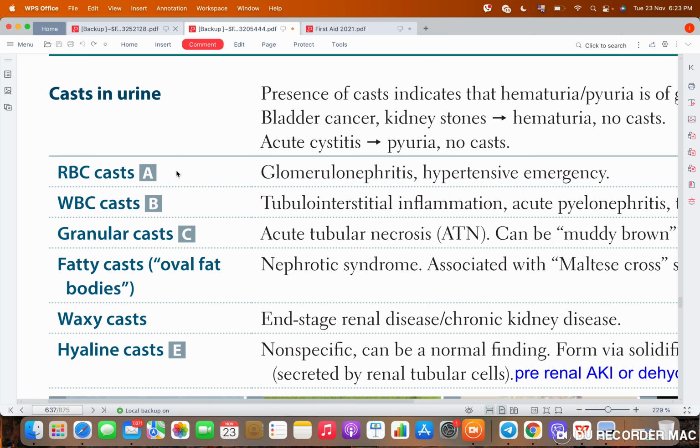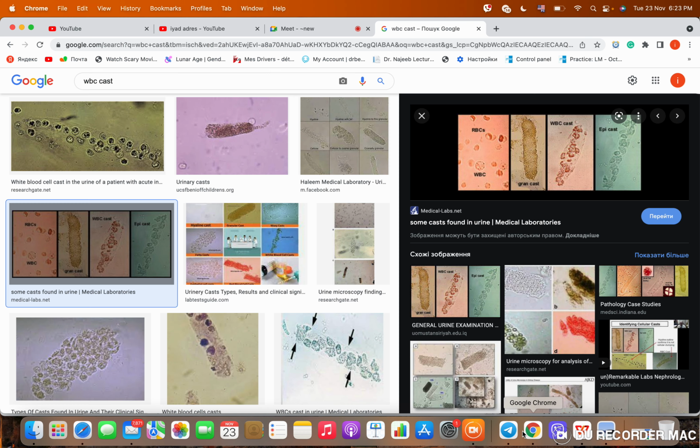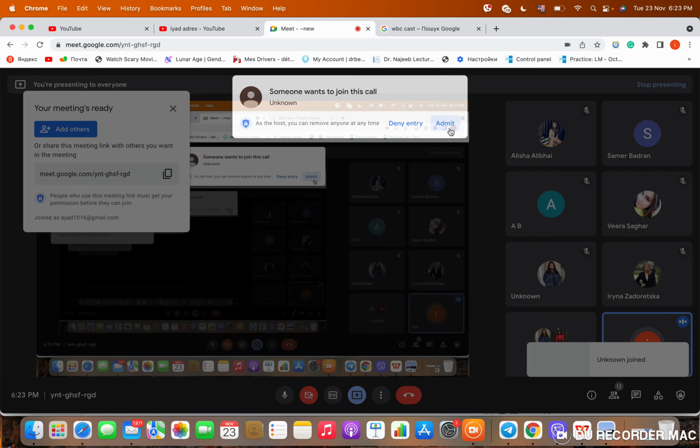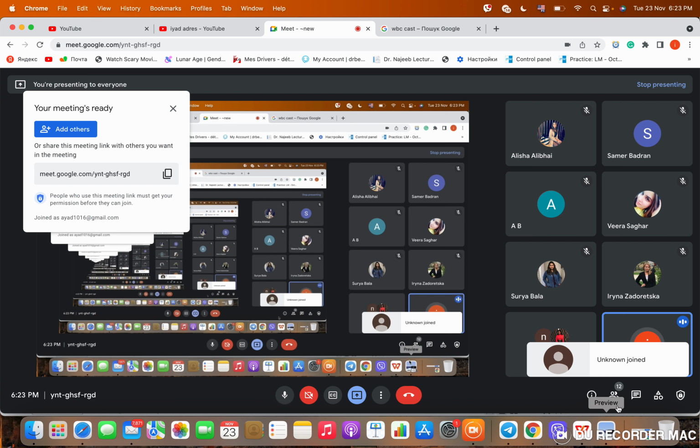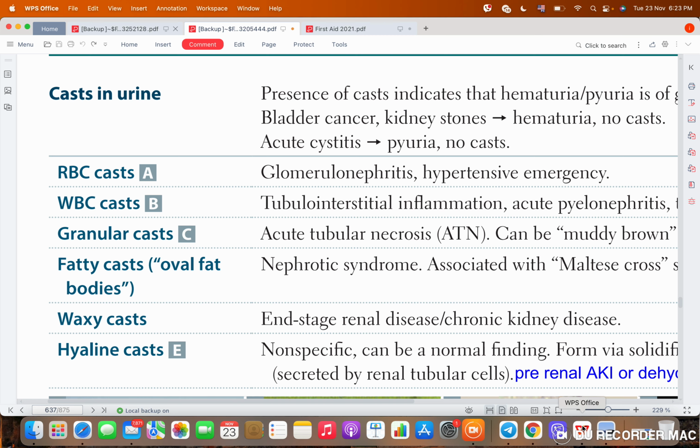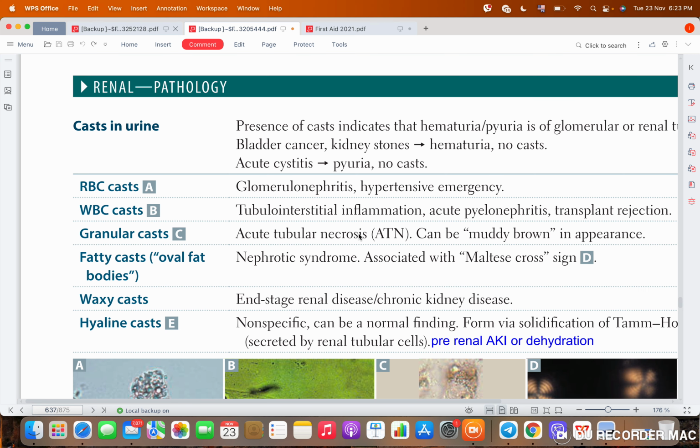The hydrostatic pressure will increase significantly. Okay, so when the hydrostatic pressure increases, initially there will be more filtration, and even some RBCs will be squeezed out. And when these RBCs are squeezed out, some cells will be passed into the urine. Okay, so let's take a look here.